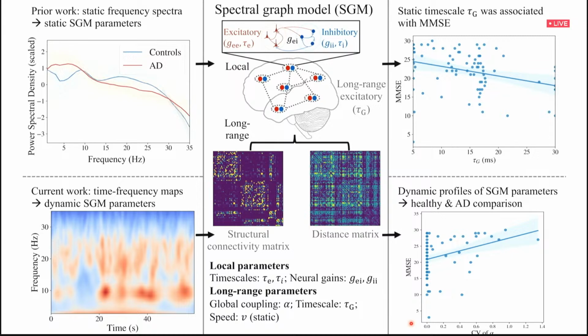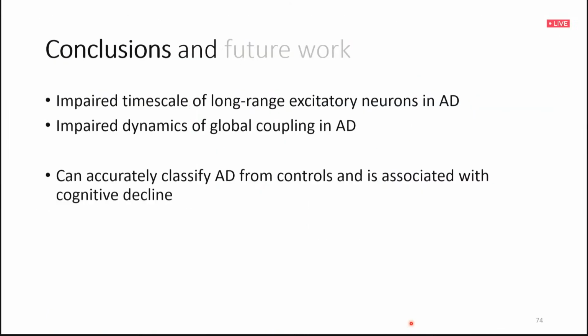Both of these indicate that overall there is some impairment in the time scale of long range excitatory neurons, and there is some impairment in the dynamics of global coupling in Alzheimer's disease. Also, I did not go much into detail, but the dynamic impairment that we see is essentially that the coefficient of variation is higher in healthy controls, and it is also higher in patients who have lesser cognitive decline.